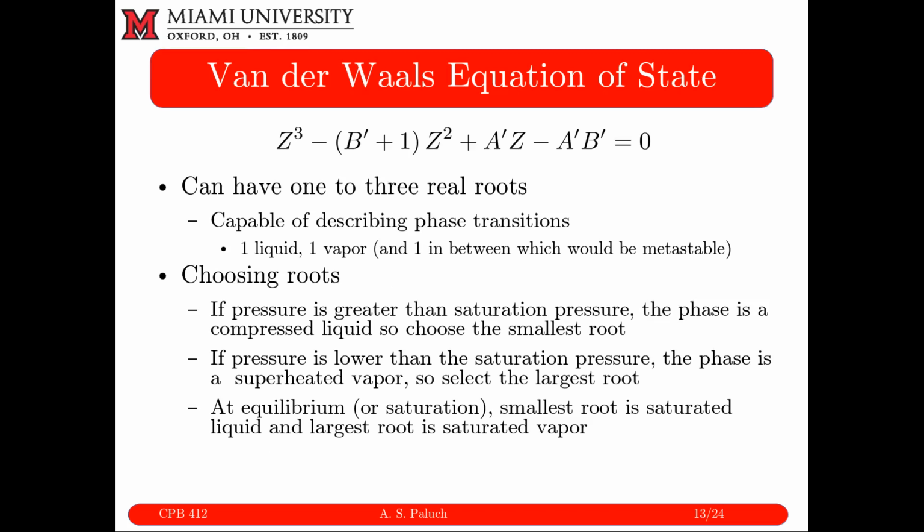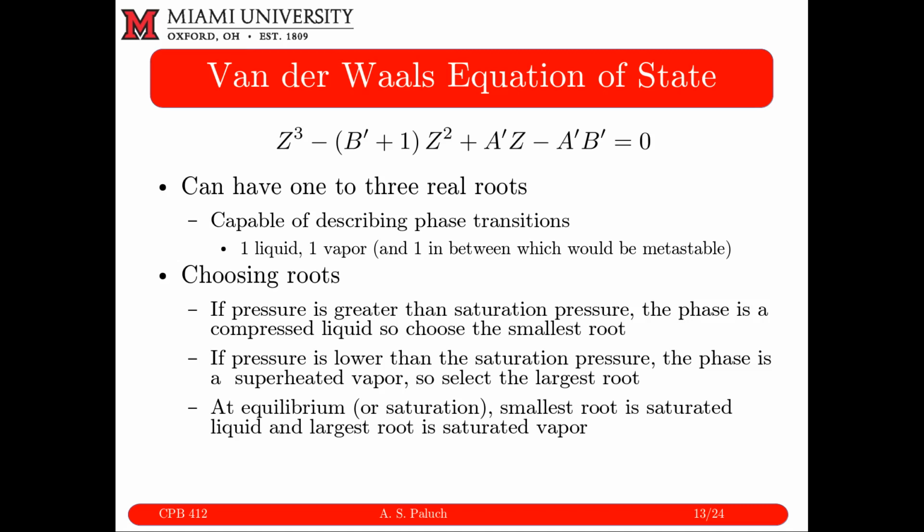So it's capable of describing phase transitions. For a given temperature and pressure, it's possible to have more than one real Z, and that would correspond to simultaneously describing both my liquid and vapor phase. So if you were to get 3 real roots, you would throw out the middle one, because we would want the smallest one, which would correspond to my liquid. My largest one would correspond to my vapor, and the one in between would technically be metastable.